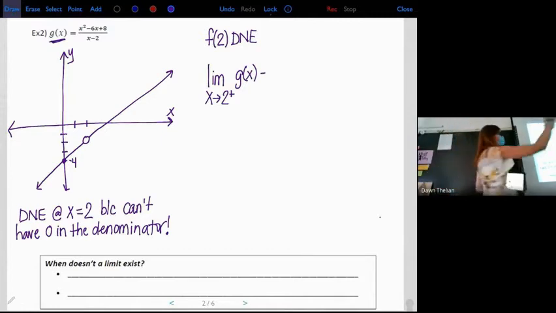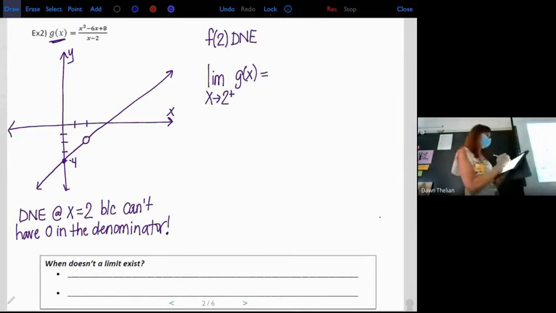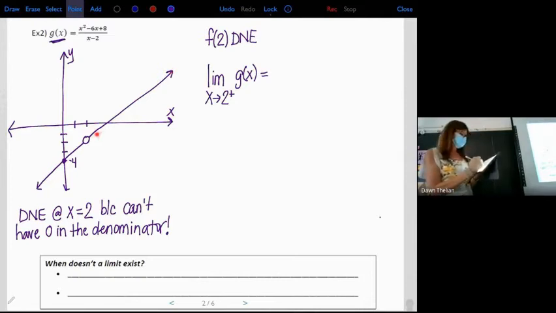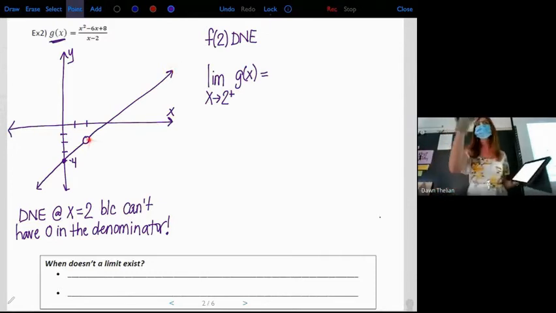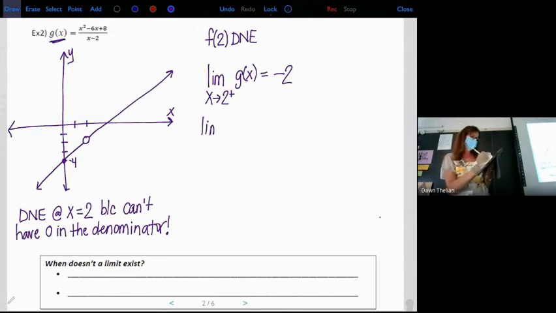So from the right, I'm going to jump on the road from the right side. And as I'm approaching 2 from the right, I actually have an intended height of -2. That's where I'm trying to go. It really doesn't matter that it's an open dot. I'm intending to reach -2. That's my limit. And you know what? Same thing from the left.